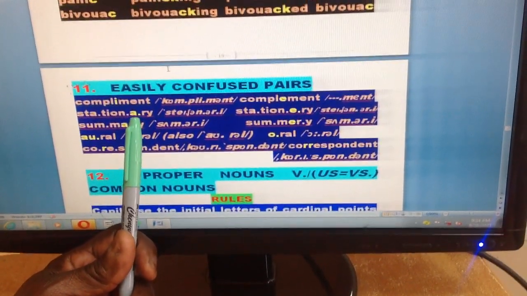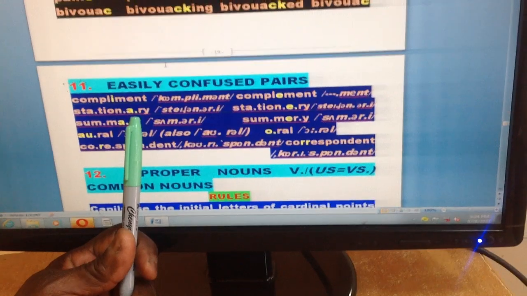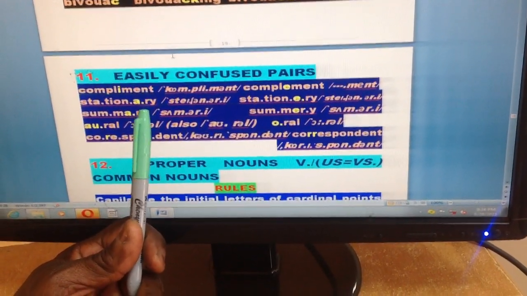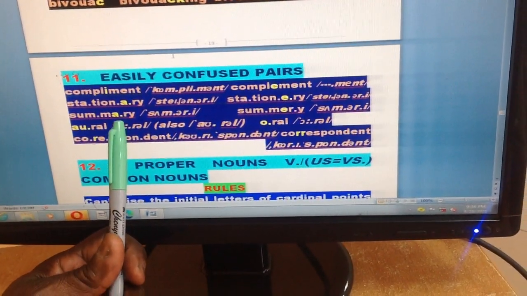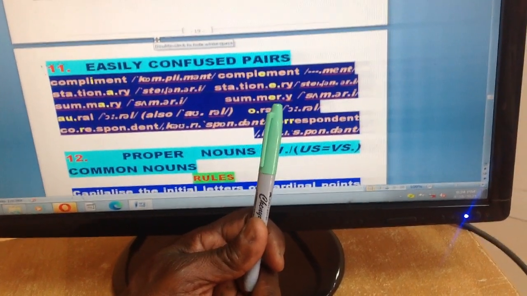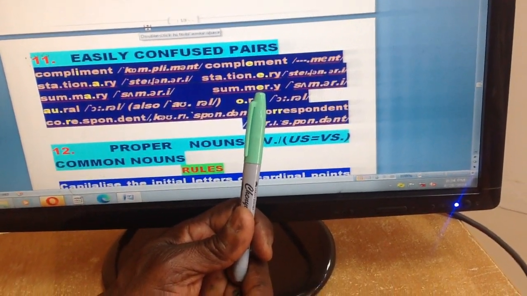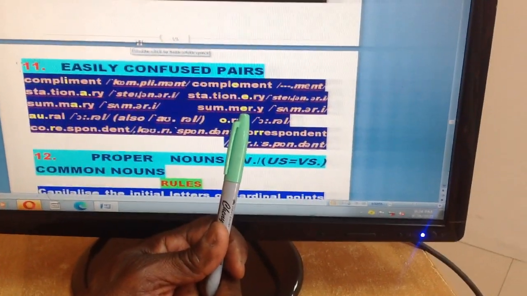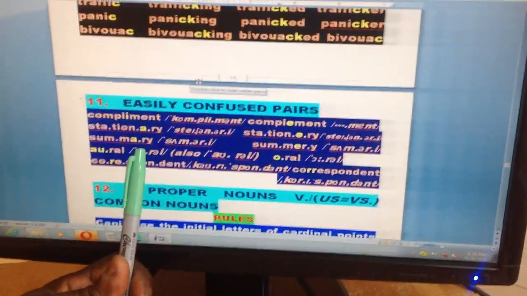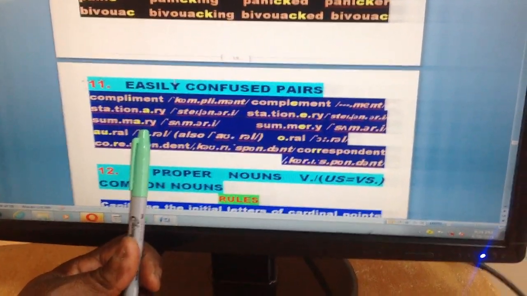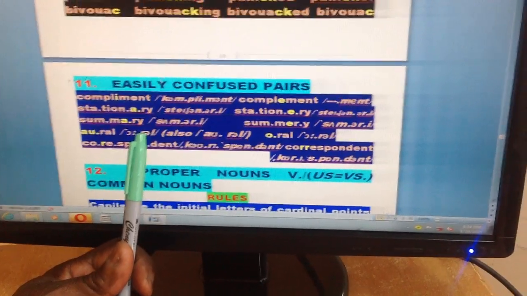This one is you're not moving, immobile in the United Kingdom, immobile in the States. Summary and summery, same sound. This spelling would refer to the season, summer, summery clothes, okay? And this is for your exam, a summary, an abridged version of something long.